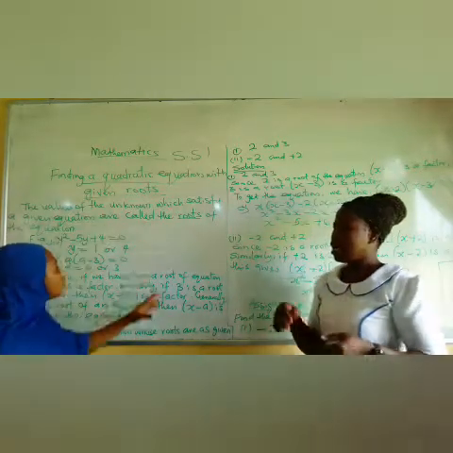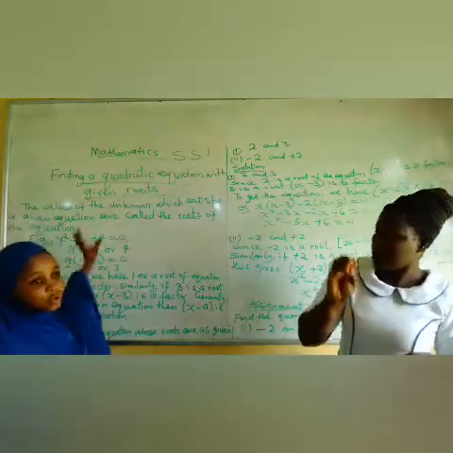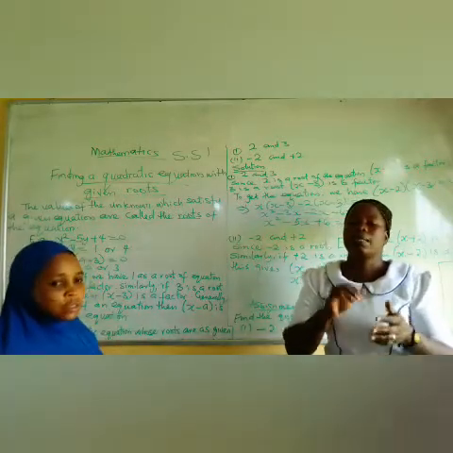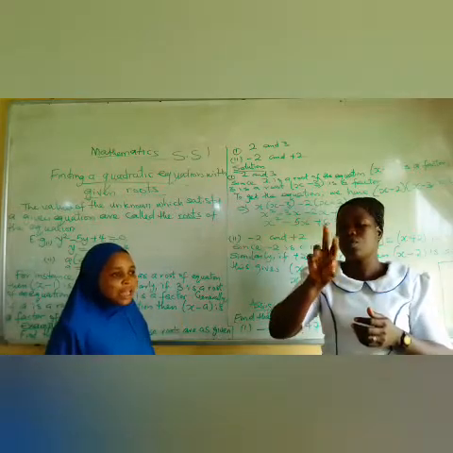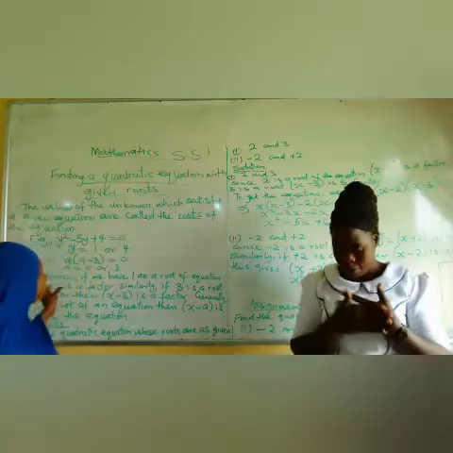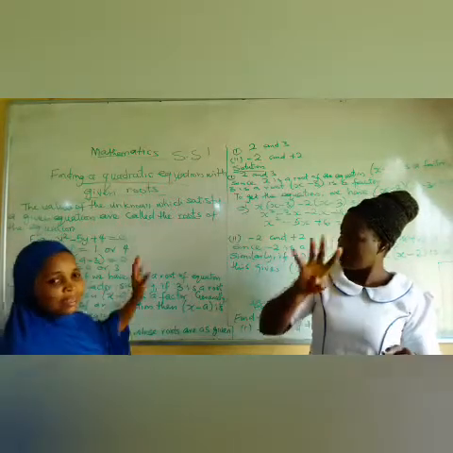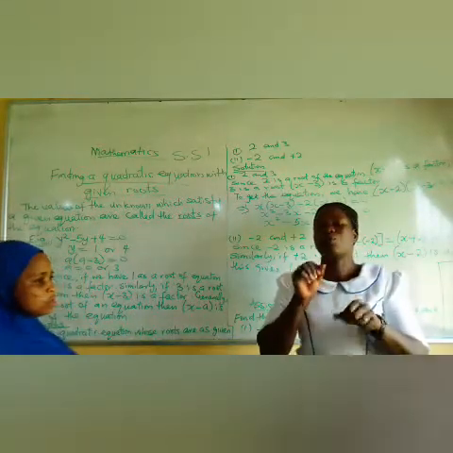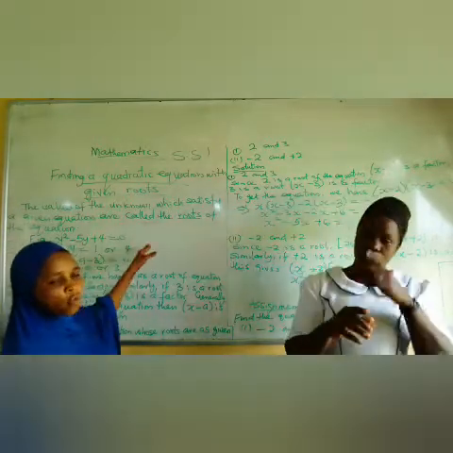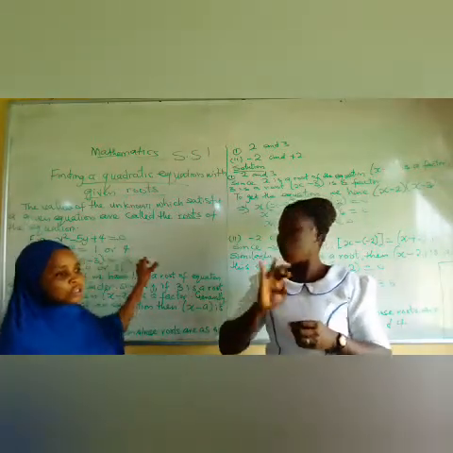The values of the unknown which satisfy a given equation are called the roots of the equation. When you solve a particular equation, those two values that you obtain are known as roots of the equation. For instance, if you are given y squared minus 5y plus 4 is equal to 0, by the time you factorize it, the two values you obtain are y equals 1 or y equals 4. These two values are known as roots of the equation.